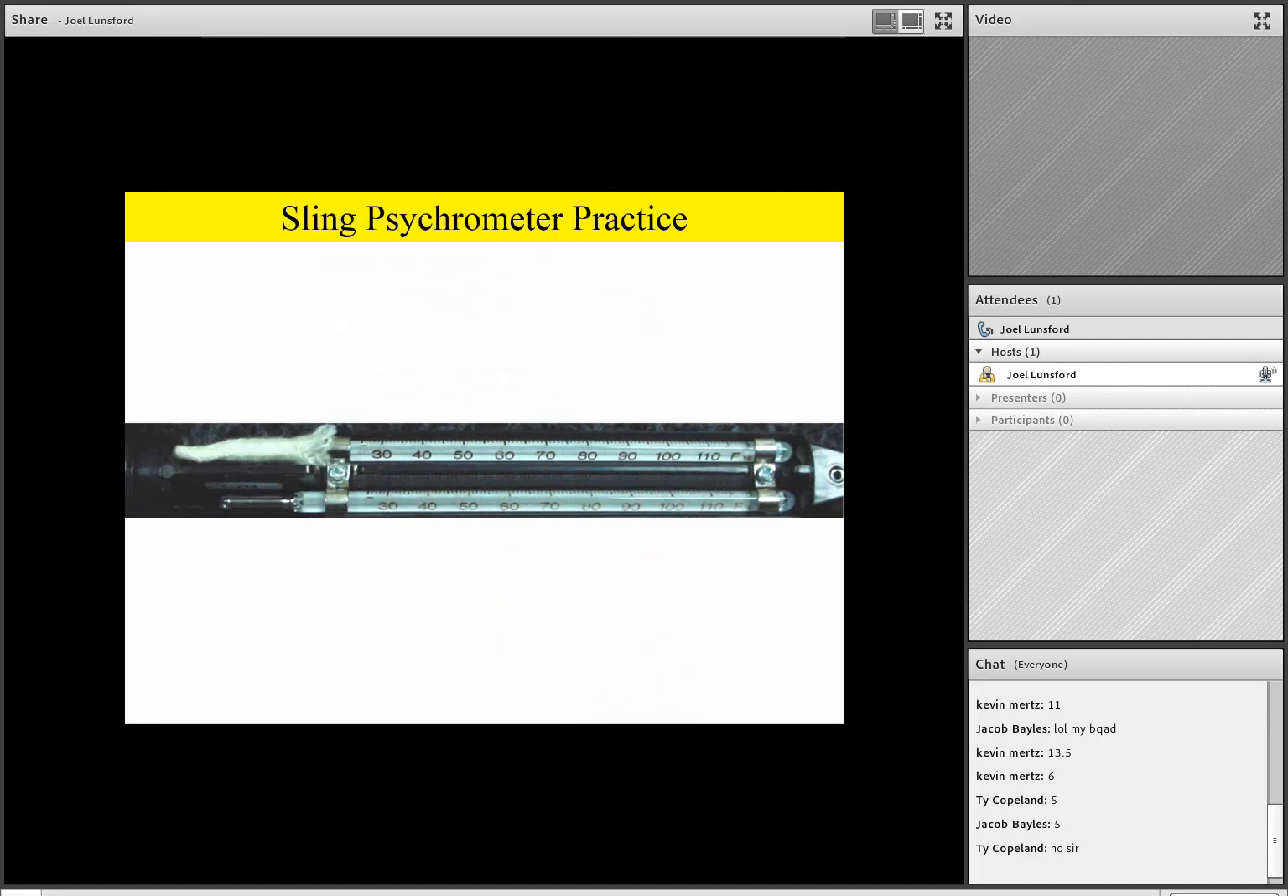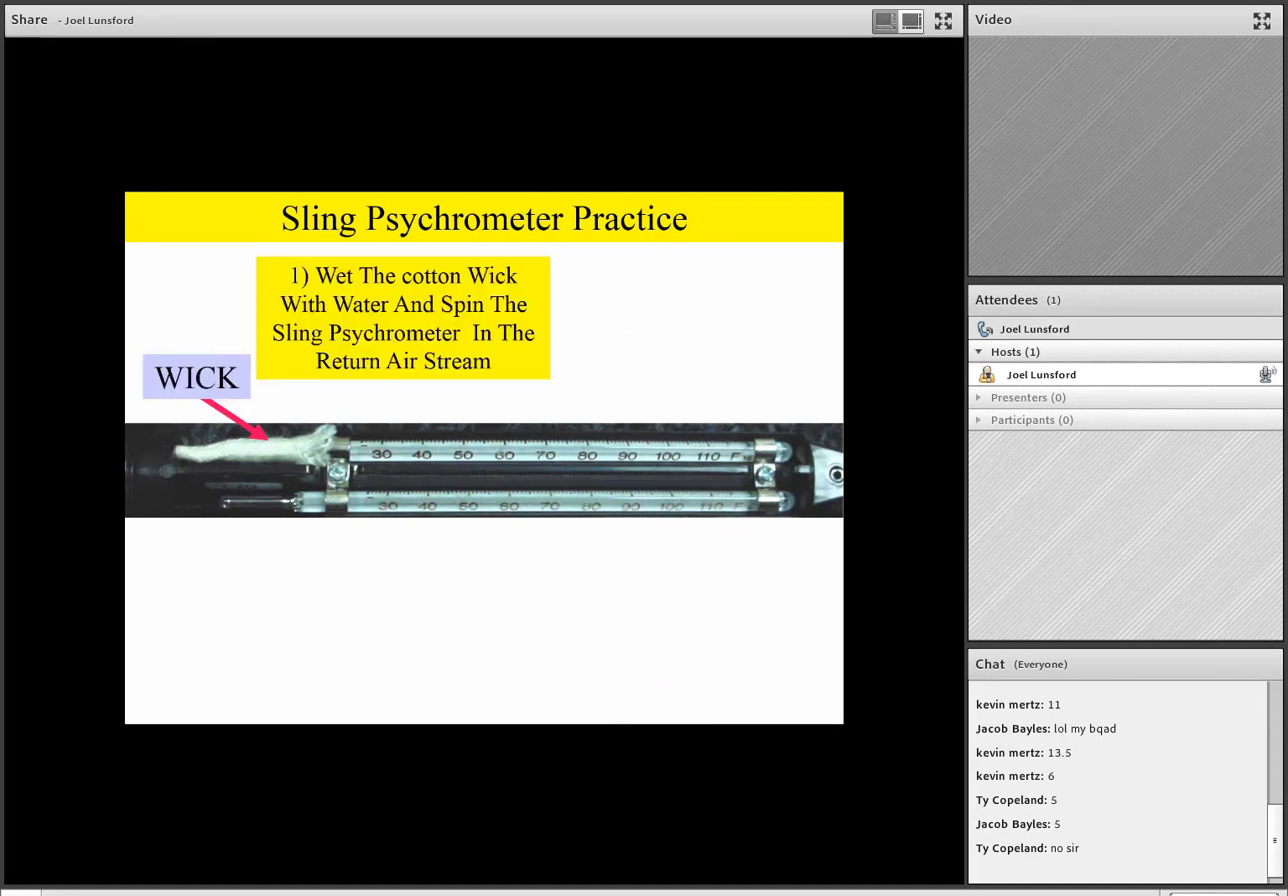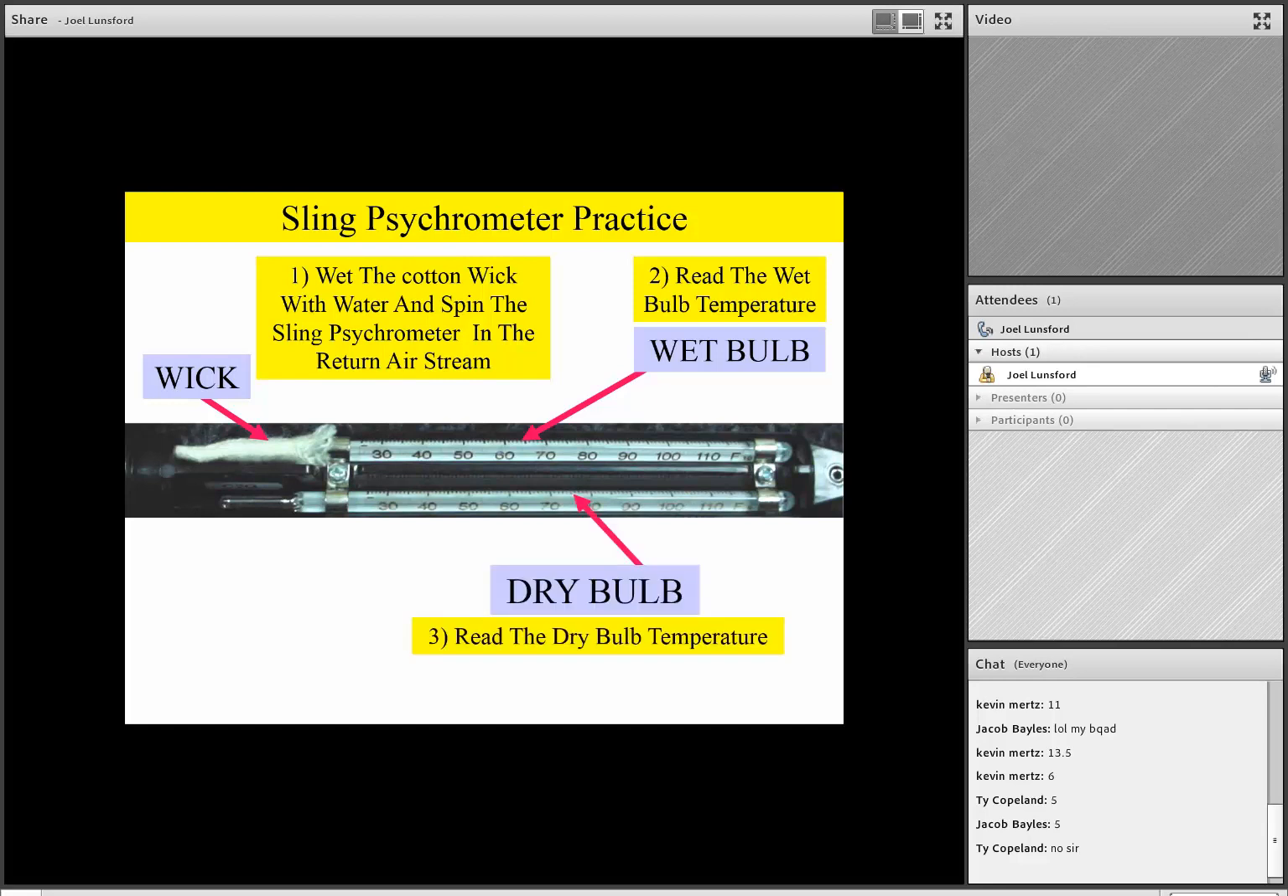To use the sling psychrometer, the first thing we need to do is find which thermometer has the cotton wick on it. We'll then completely saturate and soak that cotton wick with water, and that becomes our wet bulb. We read the wet bulb temperature on the thermometer that has the wick on it. The sling psychrometer also gives us a dry bulb temperature. The thermometer that does not have the wick on it is dry, and that's referred to as the dry bulb thermometer.